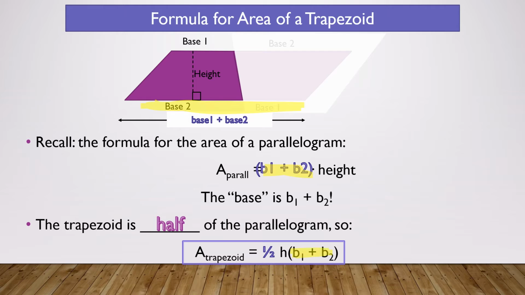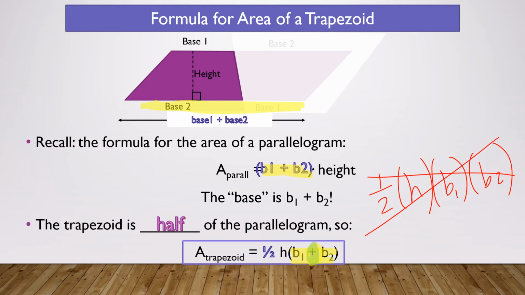The most important part is that you have this plus sign here. You need to make sure that you do a plus sign. The biggest mistake some of you make is writing 1/2 times height times base 1 times base 2, but that is not correct. You want to make sure that there is the plus sign in between.